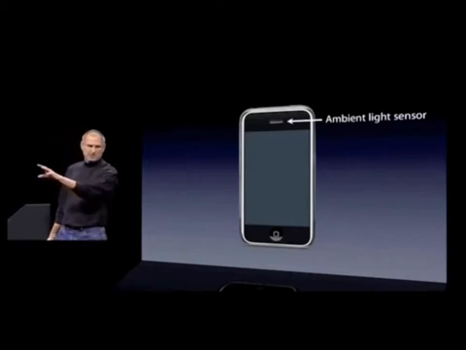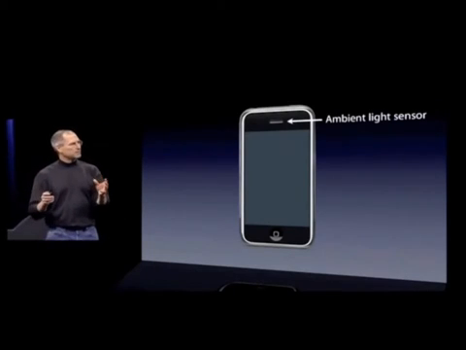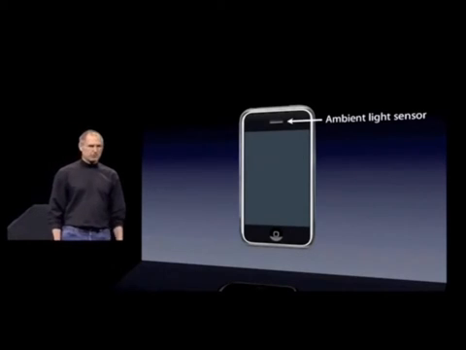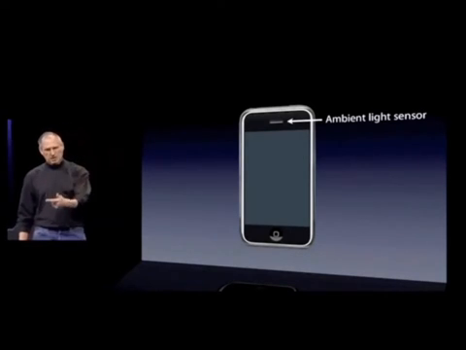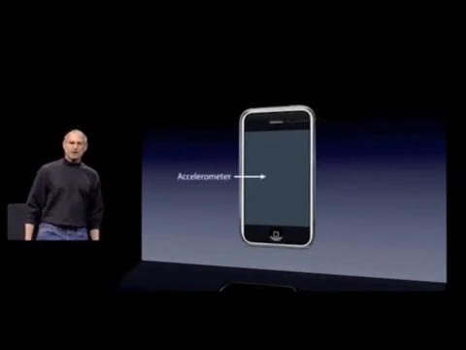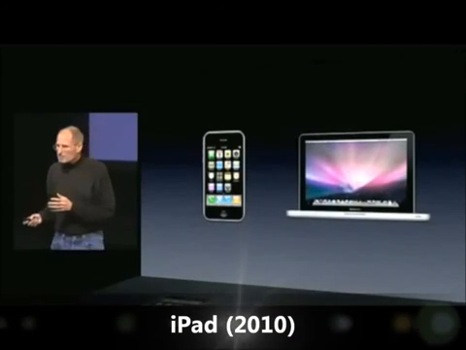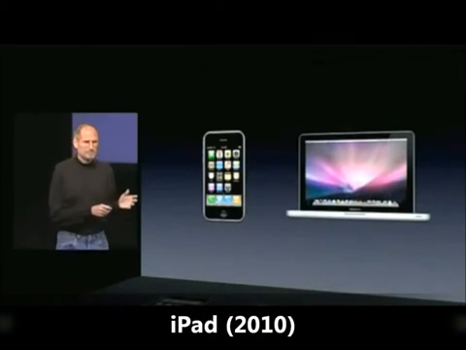It's got an ambient light sensor as well. We sense the ambient lighting conditions and adjust the brightness of the display to match the ambient lighting conditions. Again, better user experience, saves power. And the third thing we've got is an accelerometer, so that we can tell when you switch from portrait to landscape.